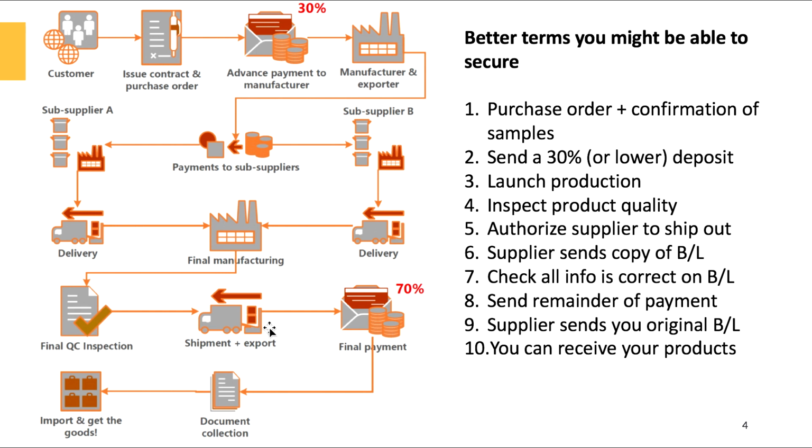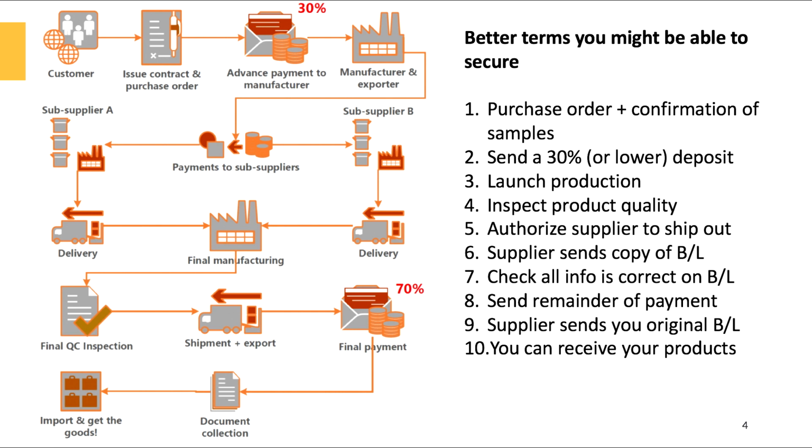So they ship the goods out, they prove to you that they sent it out, you pay the remainder, so typically 70%, then they send you the originals of the documents. Okay, here they send you the copies, the scans, or by fax, but here they send to you the originals, which you can use to get your goods out of customs in your country.